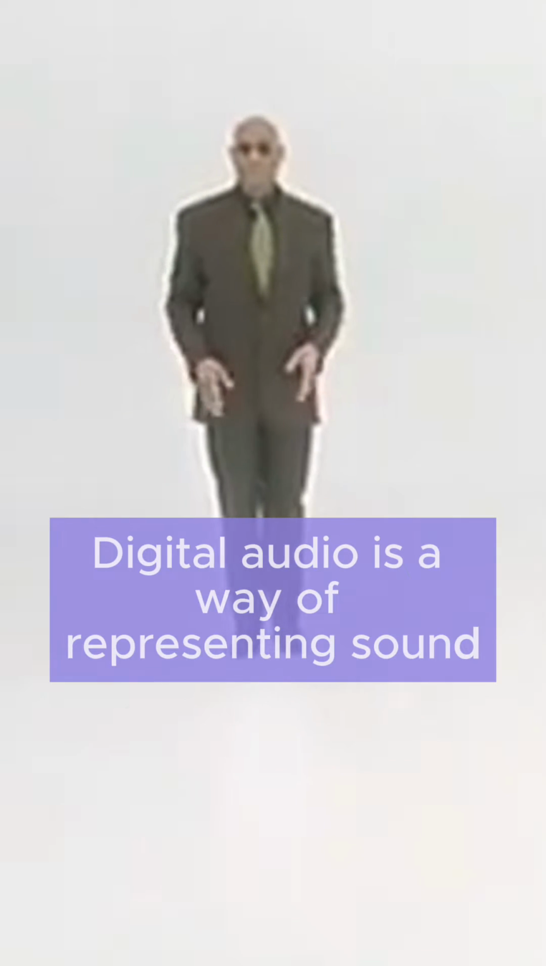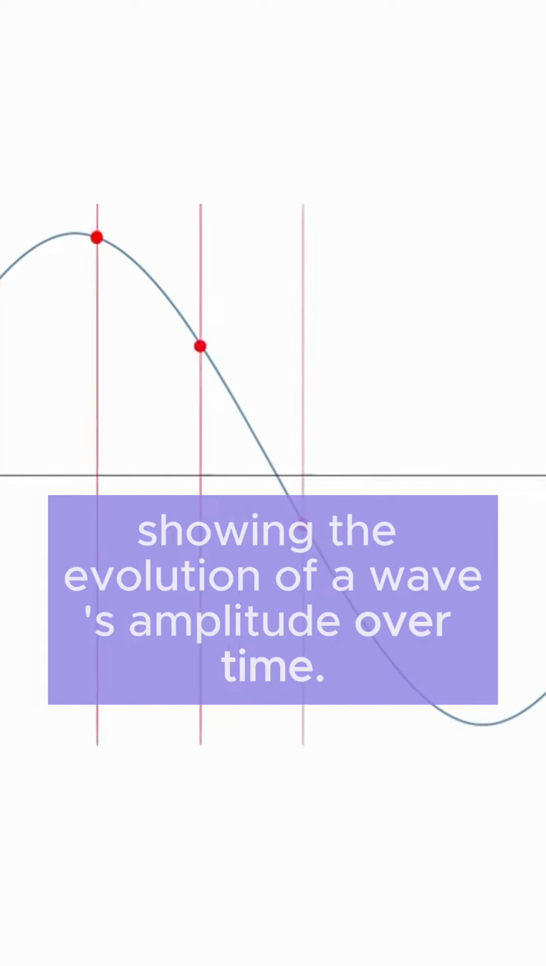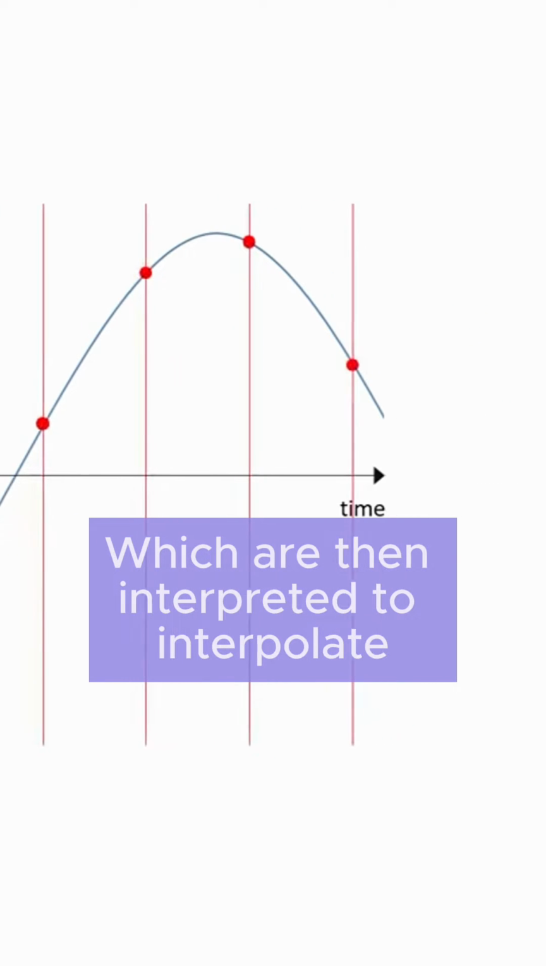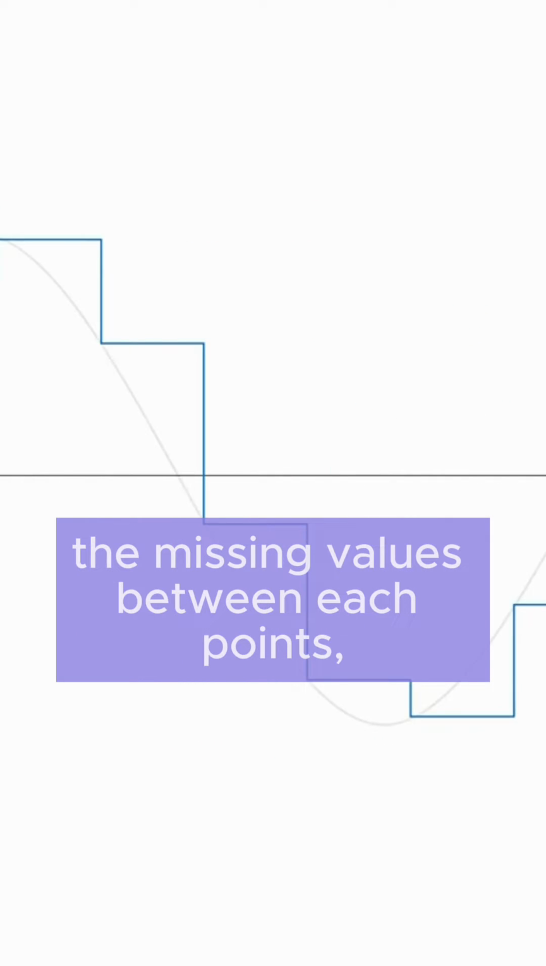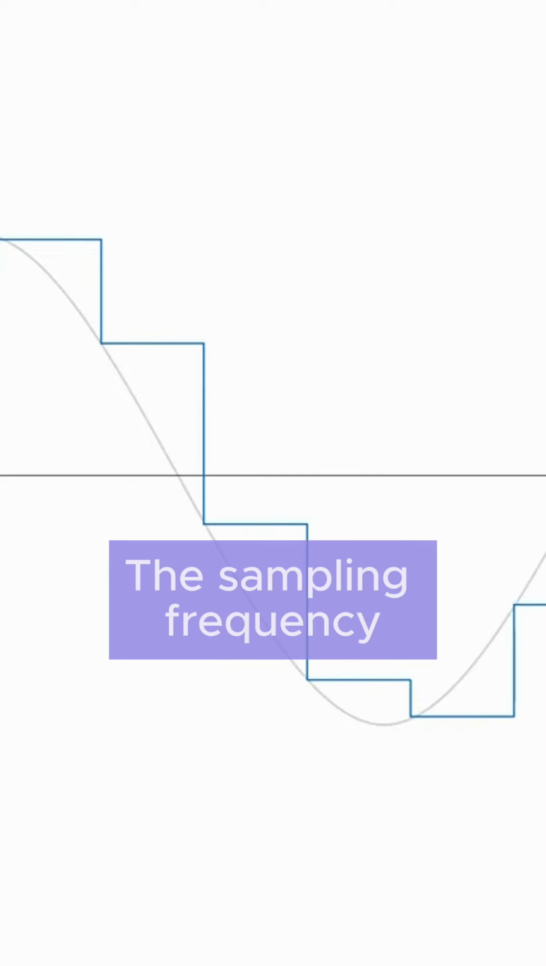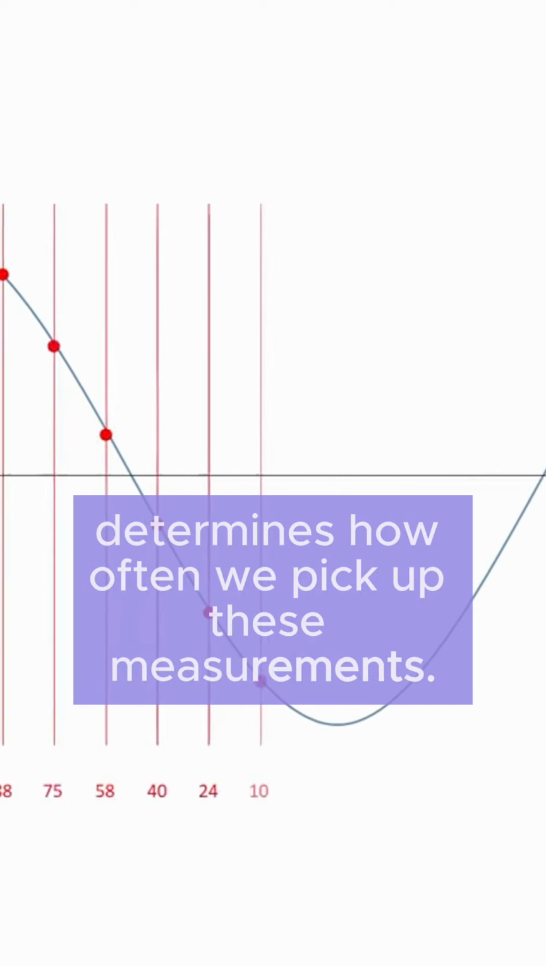Digital audio is a way of representing sound using a series of dots showing the evolution of a wave's amplitude over time, which are then interpreted to interpolate the missing values between each point to reconstruct the true wave. The sampling frequency determines how often we pick up these measurements.